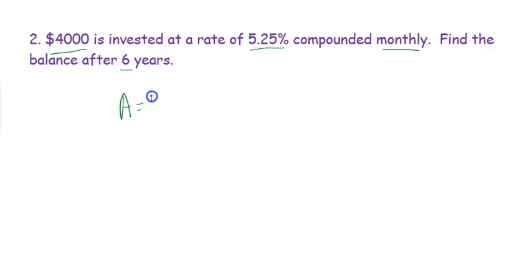My starting amount is $4,000. I'm going to put that in for the P. We're compounded more than once a year, so I need to go to the compounded formula, and I'm going to use my rate as a decimal, so 0.0525 divided by the number of times we're compounding per year, which would be 12.